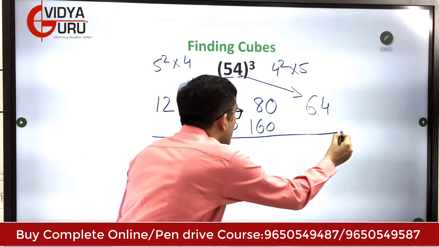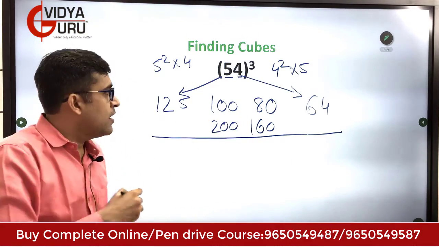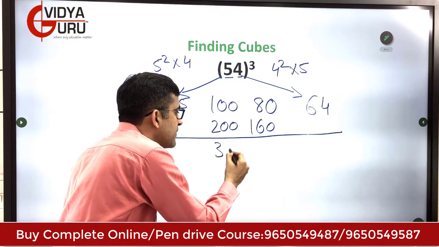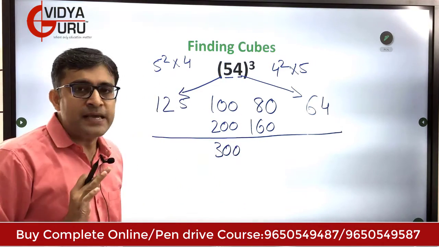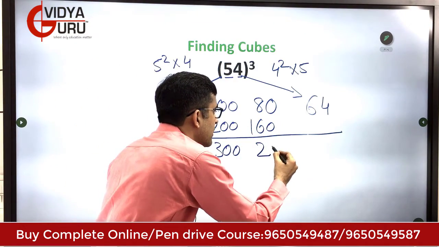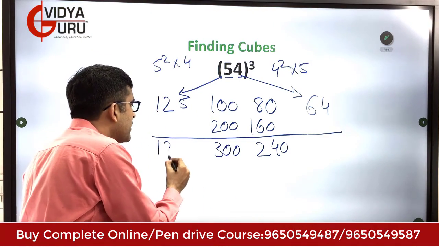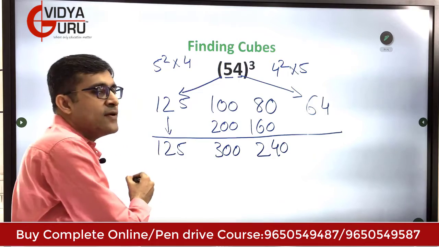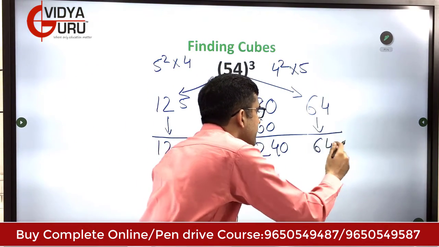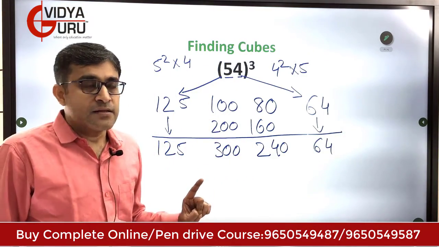Now what I need to do, I'm going to add these middle values. 100 and 200 will give me 300. Sure. 100 and 200 gives me 300. 160 and 80 gives me 240. Sure. So these are the middle values now. The extreme values I know. 125 as it is. 125 on the left and 64 as it is on the right. 64 as it is on the right. Sure. Now I'm going to write the cube.